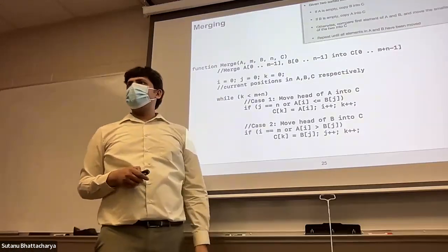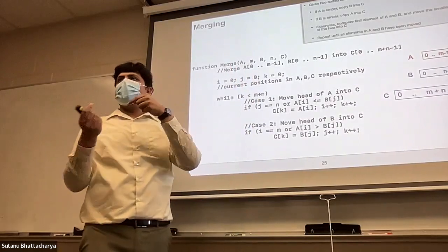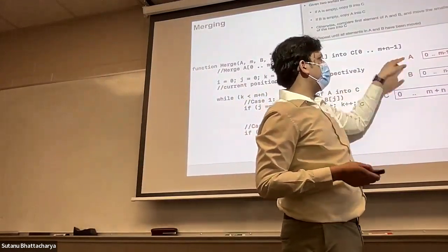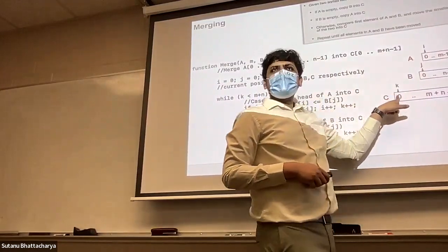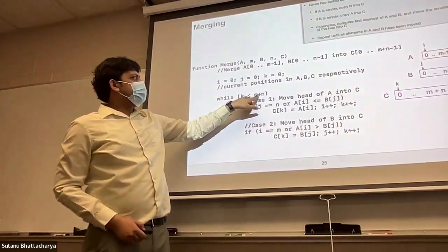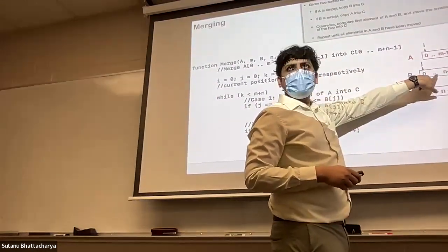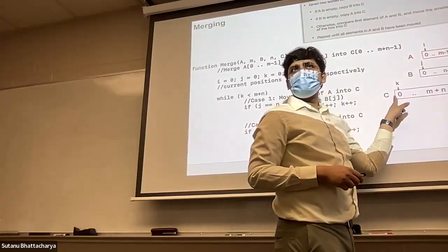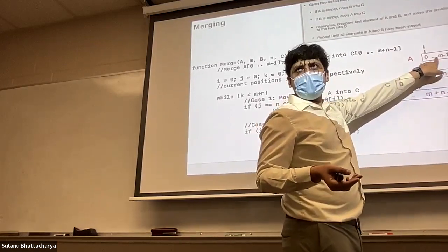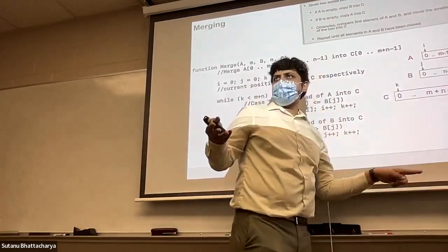So obviously you need 3 indices I, J, K, because you need to track every element of every array. A and B arrays will be merged into C. So there will be 3 indices I, J, K. And you need one loop. Let's assume M is the size of array A and N is the size of array B. So what is the size of C? M plus N, right? If the size of array A is M and the size of array B is N, you are merging A and B, so the size of C would be M plus N.